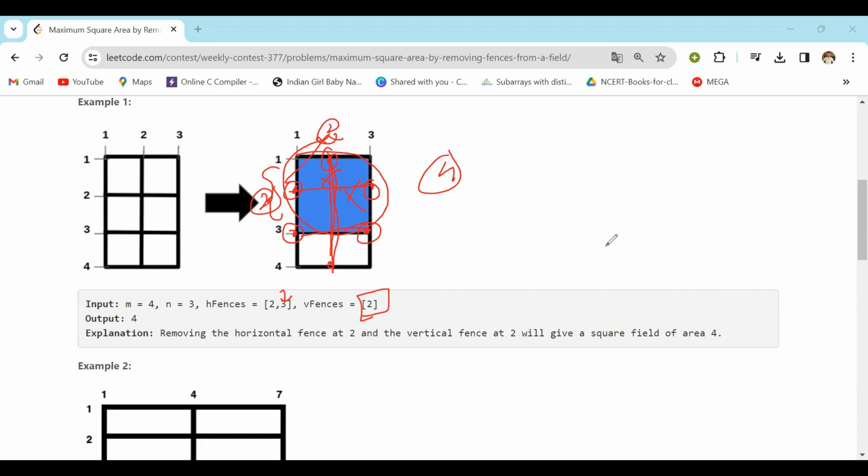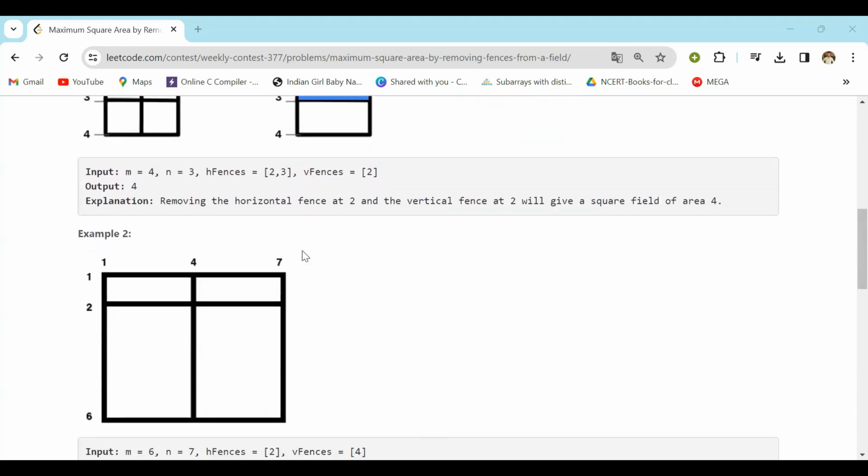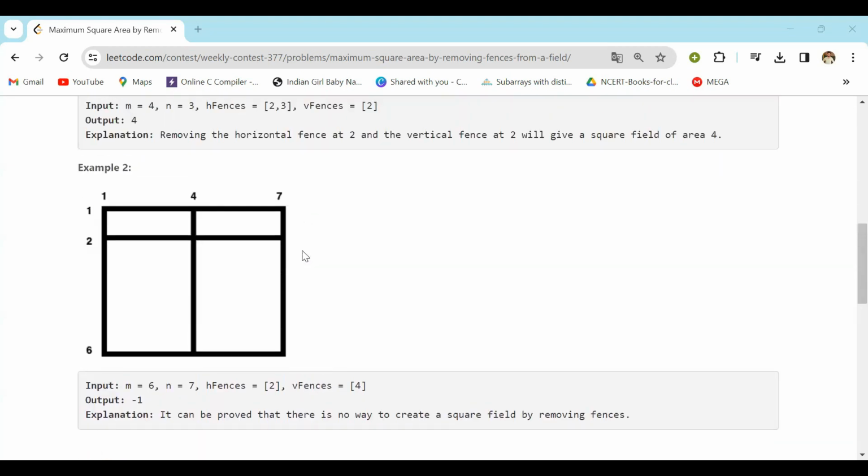So the question says basically we have to remove some fences. We don't have to minimize how much we have to remove, right? We have to remove some fences, return the maximum area of a square field that can be formed by removing some fences, possibly none, or -1 if it is impossible to make a square field. So our task is to maximize the area of the square field, not to minimize the removals, right? Okay.